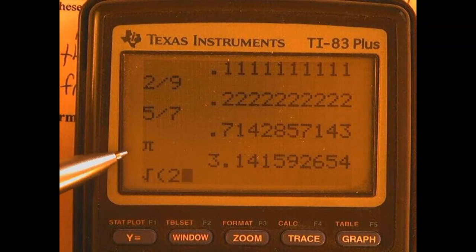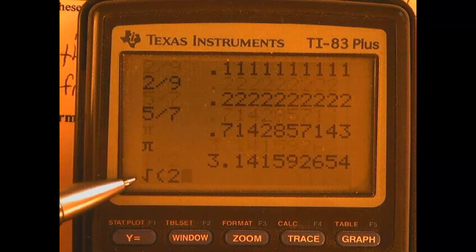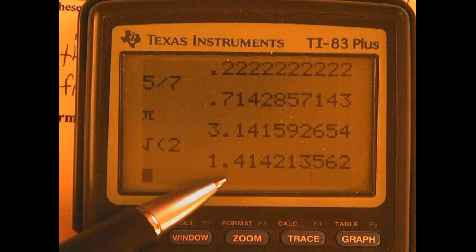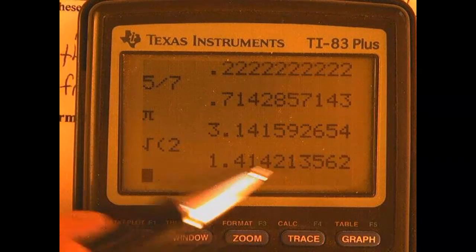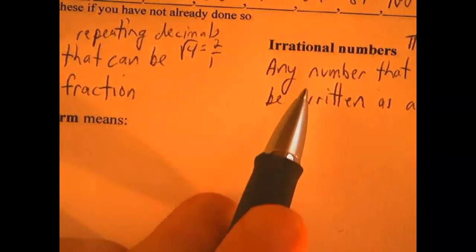Now people think pi is the one, the special number that never repeats. But all of these radicals have that same property. This will never have a repeating pattern any more than pi will. And that's the nature of all irrational numbers.